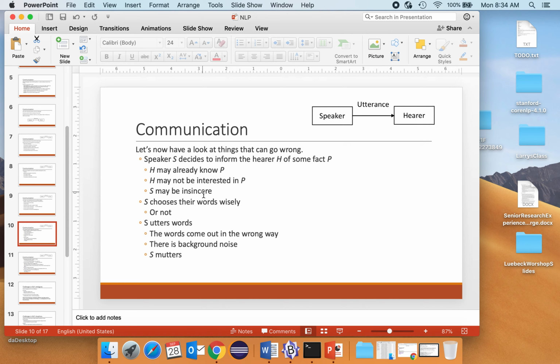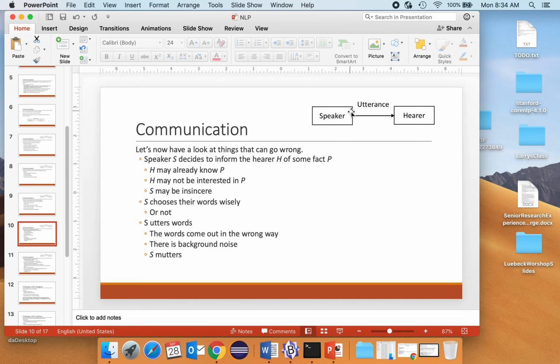Again, those are some things that can go wrong, and we as the hearer need to evaluate some of this stuff, right? Especially when it comes to sincerity. Again, S may choose their words wisely or not. They may just blurt it out, right? Which is of course tricky when it's a sensitive situation.